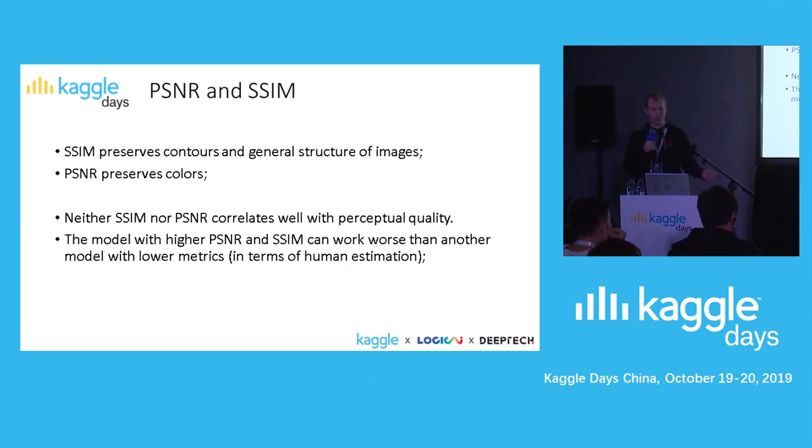Okay, so this SSIM metric, it preserves actually the contours and some kind of edges and general structure of the image, but it doesn't add some penalty for color changing. And PSNR is exactly for preserving the colors. But again, neither SSIM nor PSNR correlates with the perceptual quality. And even if your model has higher PSNR and SSIM metric, it can be much, much worse, I mean, in terms of human estimation, than another model with lower metrics. So, this is interesting.